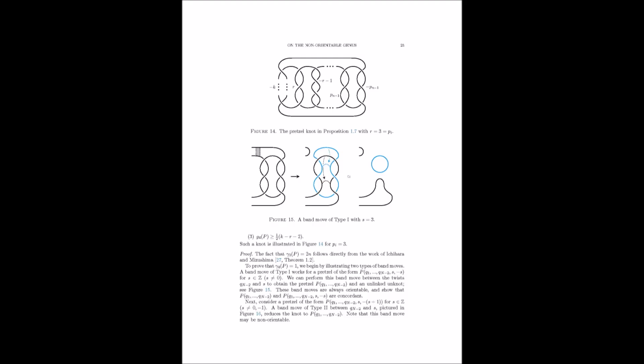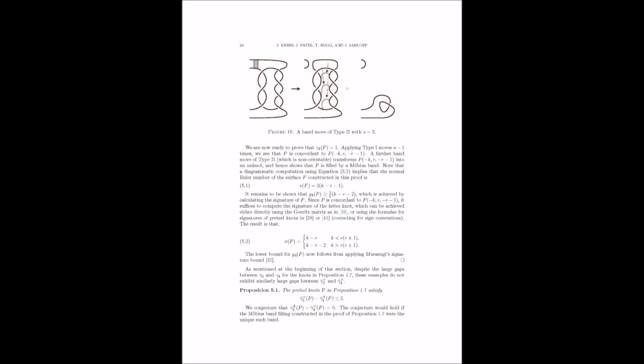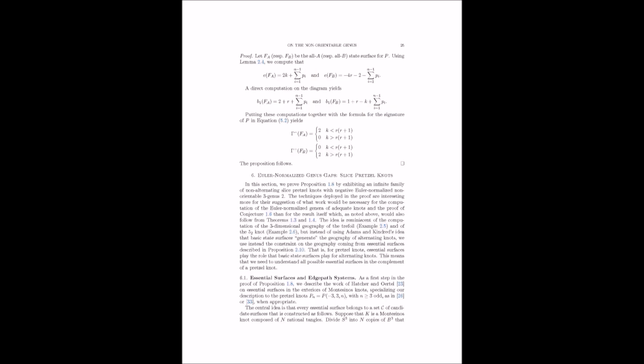Section 7, Euler-normalized genus gaps, connected sums. The final step: they have a gap of 2. Can they make it bigger? Lemma 7.1: let K0 and K1 be knots in S^3, then the normalized genus of K0 connected sum K1 equals the sum of the individual values.